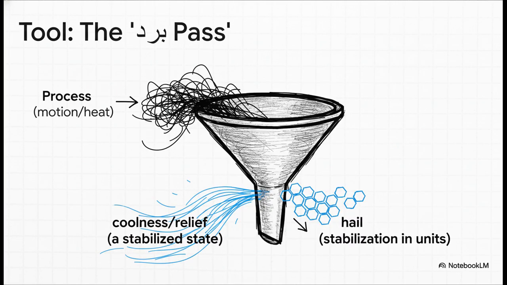Second, you can use the BRD pass to analyze the result. Look for where a process is being contained or stabilized. Ask yourself, is the outcome a general state of relief, that coolness? Or is it being structured into distinct units like hail? This helps you pinpoint the signature of a completed process.